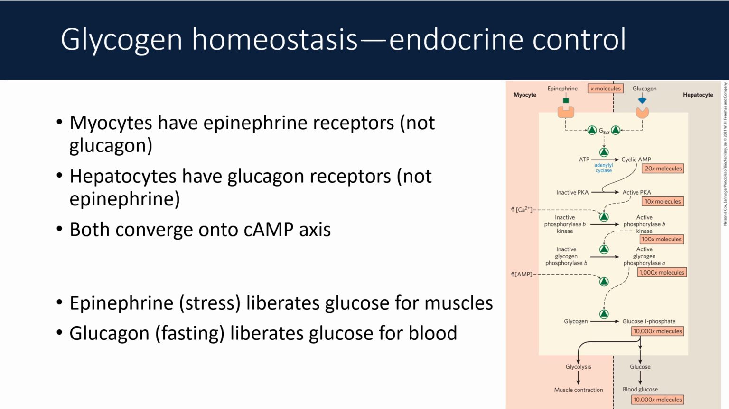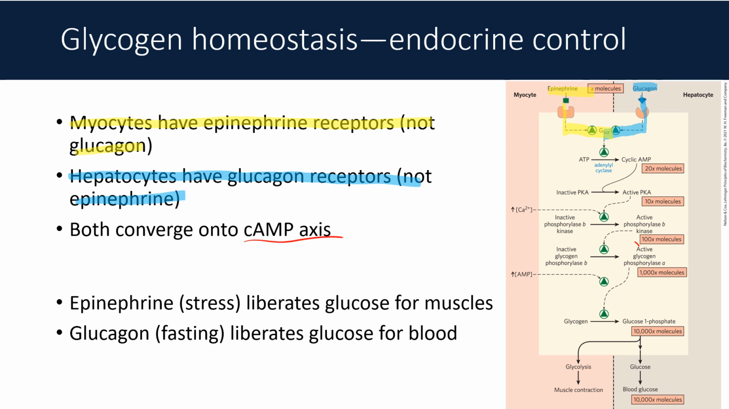And we can also toggle the activities of glycogen metabolism through the receptor chemistry of the organ tissues themselves. Myocytes have epinephrine receptors, but not glucagon receptors. Hepatocytes have glucagon receptors, but they do not possess epinephrine receptors. Yet, both of these signalers converge onto the same cyclic AMP axis.